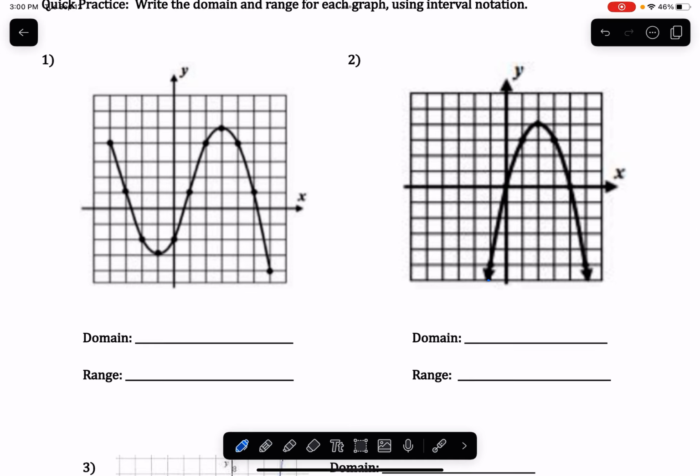Now you'll notice that I'm using parentheses here instead of a bracket. This parenthesis, I think is the singular, means that this value is not included. And it's not included because negative infinity is not an actual number. It's just a concept. Whereas this bracket means that 4 is absolutely a part of the range.